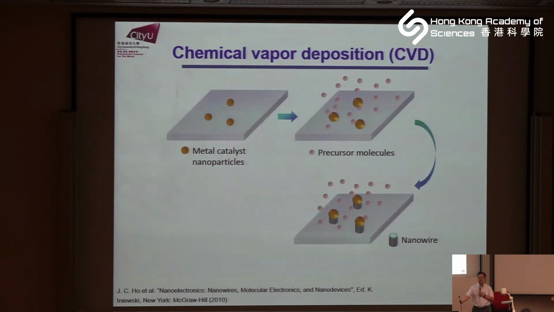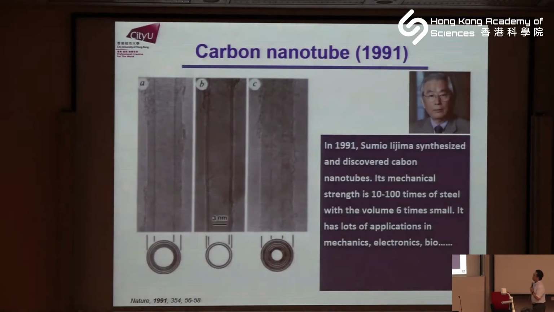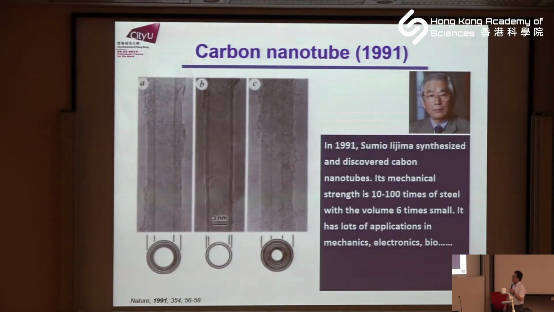So at the beginning, it can take a certain amount of the gas molecules, and after going over the solubility limit, the material has to come out of the catalyst, or what we call precipitate out from the catalyst. And this is how to grow the nanowires. Okay? So this is what we call using the chemical vapor method in order to grow nanowires in this case. And besides nanowires, of course, we can also use this technique to grow carbon nanotubes.